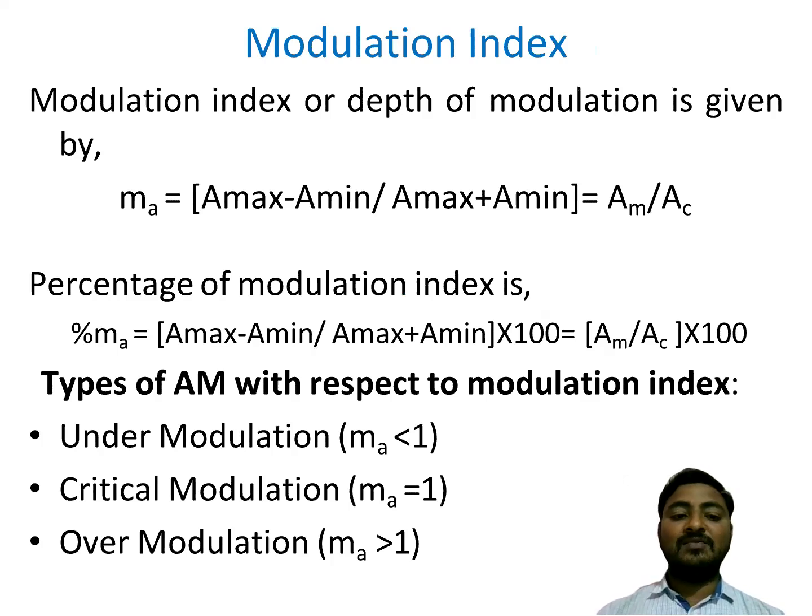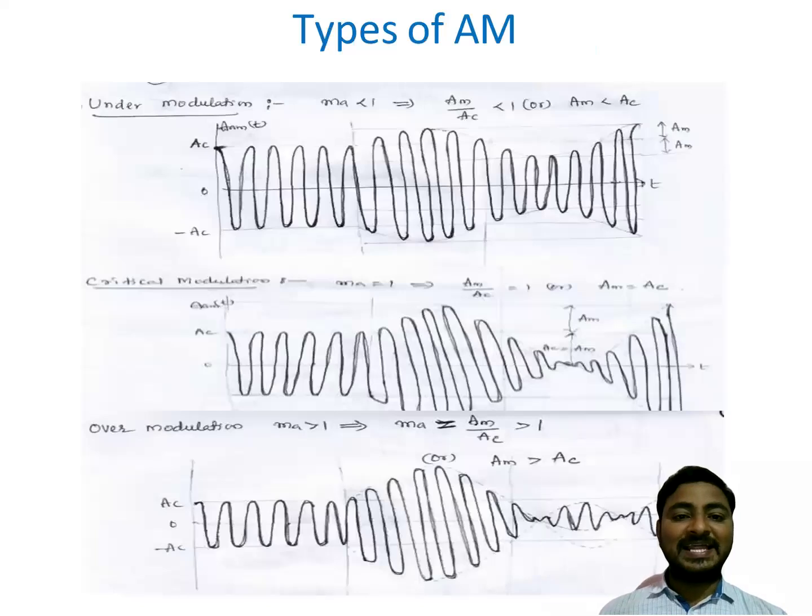Under modulation: the modulation index is less than 1. Next, critical modulation: the modulation index is equal to 1. Next is over modulation: the modulation index is greater than 1. So first, under modulation. Under modulation means the modulation index is less than 1, meaning Am/Ac is less than 1, or Am is less than Ac. So for an under modulated signal, the amplitude is Ac and the negative amplitude is considered as minus Ac.